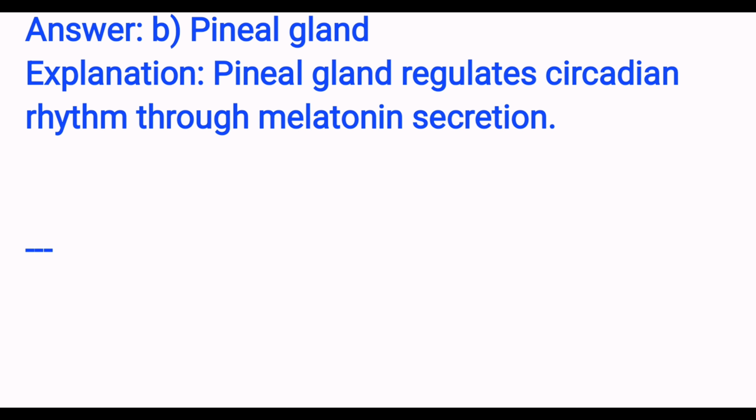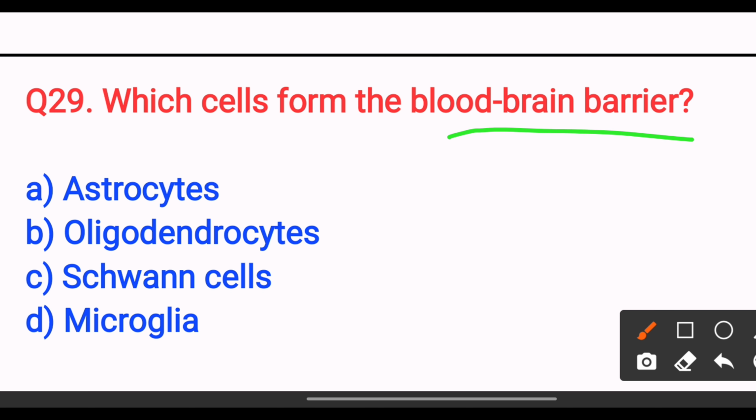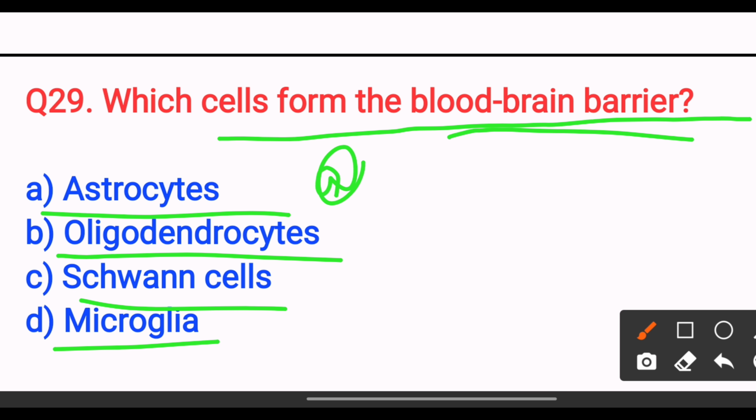Next, which cells form the blood-brain barrier? Option A, astrocytes. Option B, oligodendrocytes. Option C, Schwann cell. Option D, microglia. The answer is option A, astrocytes. Astrocytes regulate passage of substances and form the blood-brain barrier.